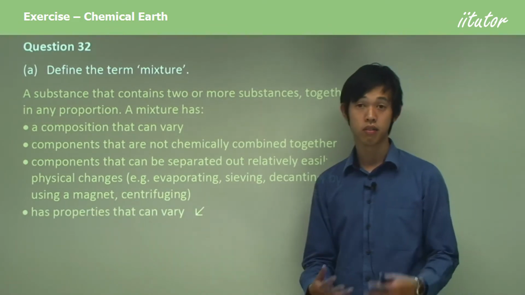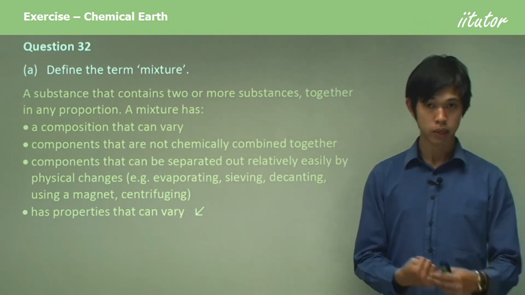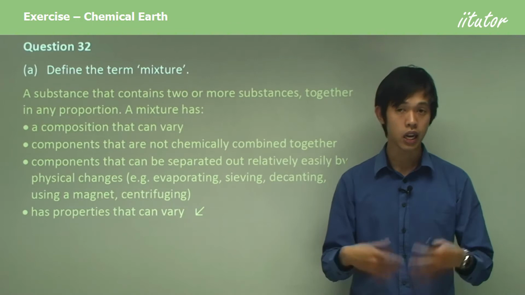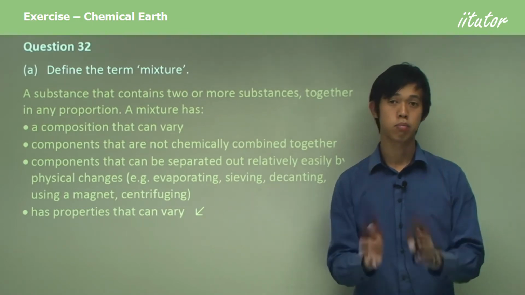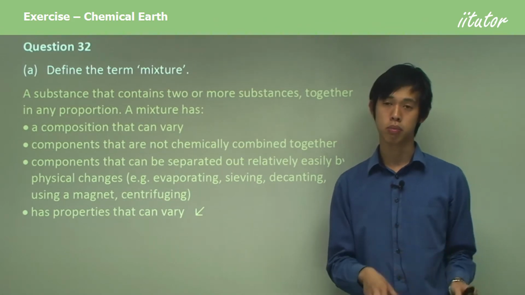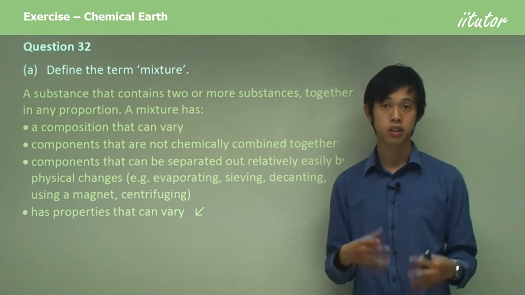And the properties can vary. So with a compound, the properties are the same. Any compound that has the name X will have the same properties as X. Whereas a mixture of certain things may have different properties depending on its composition.